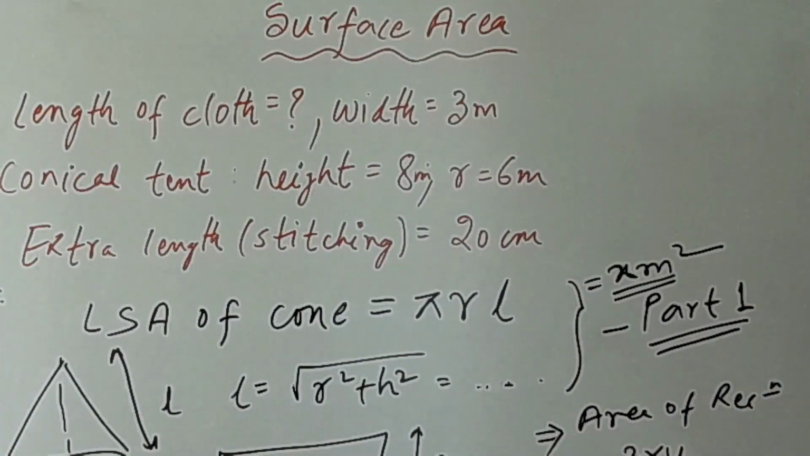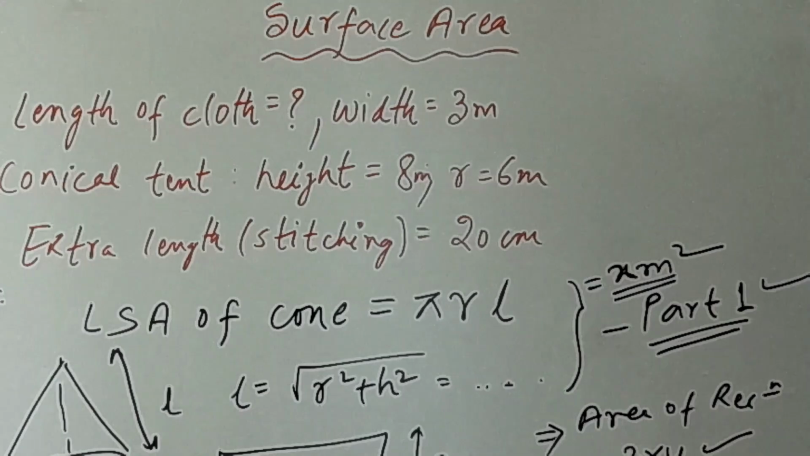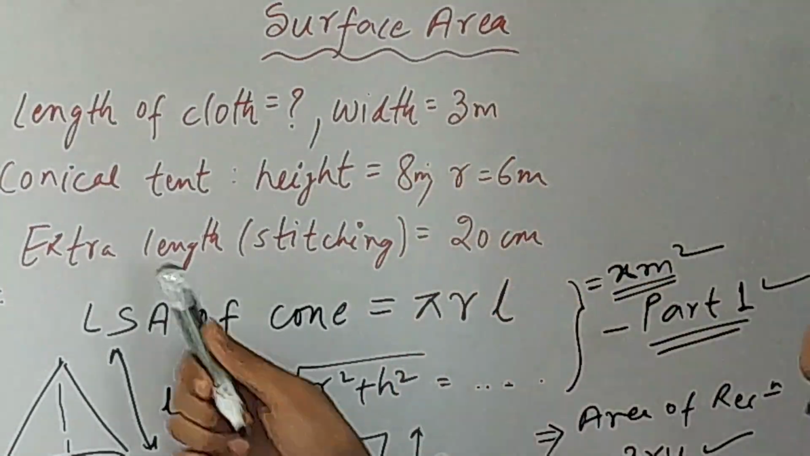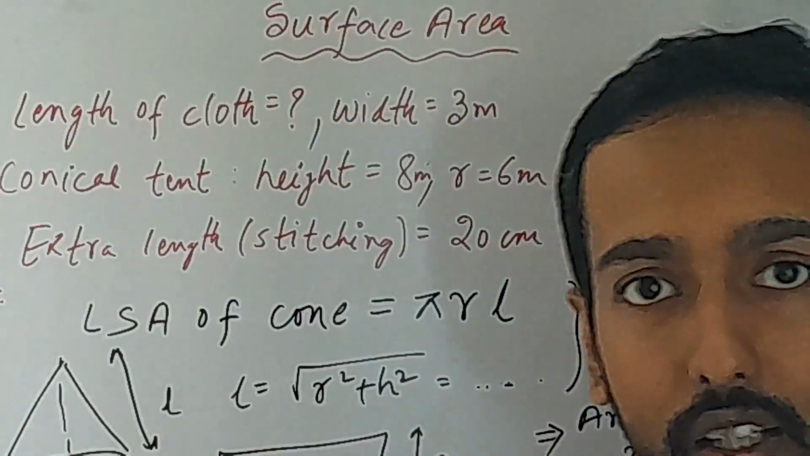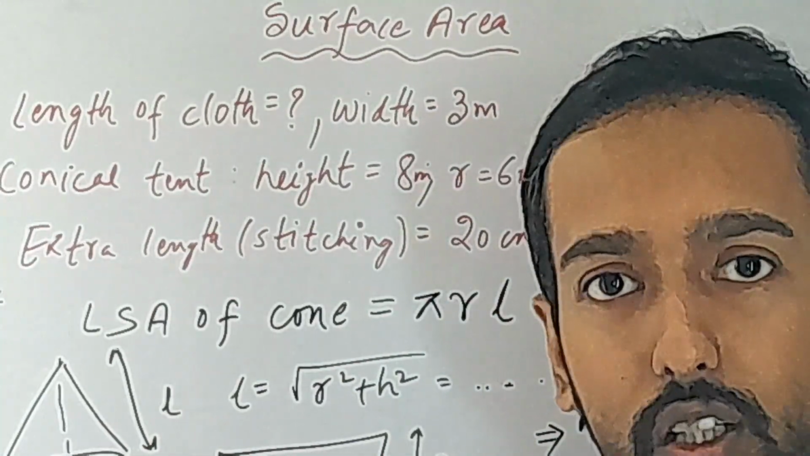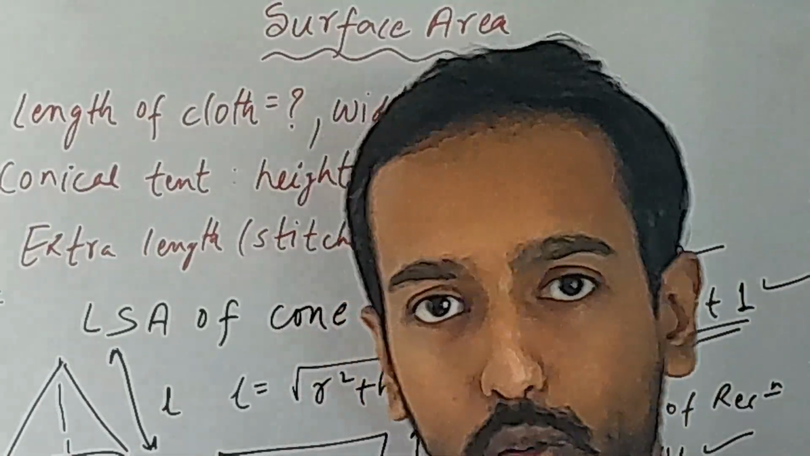So we see that in part 2, what we have to do is just equate this area to this area, and from there we will find the value of y. So that will be the length of the cloth that will be used. It is also given that 20 centimeter is extra length. So the length found by this formula, you will add 20 centimeter to that value, and then we will get the final answer. So in this way this question will be solved.